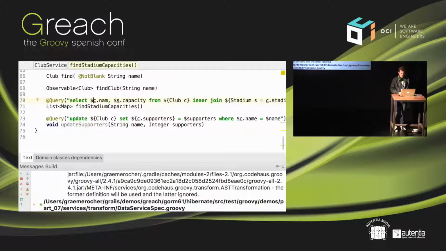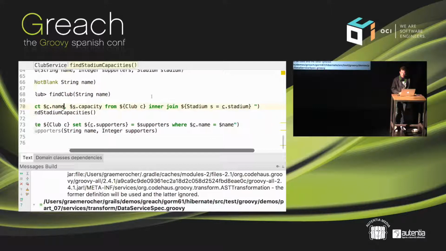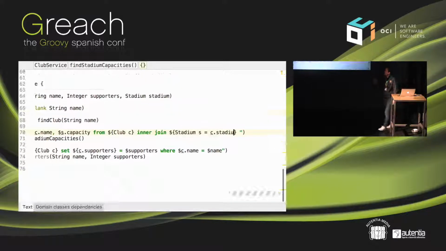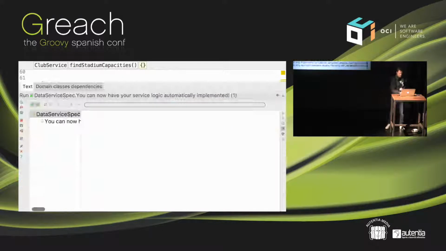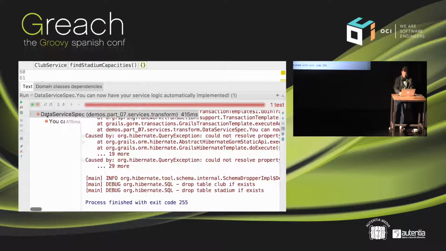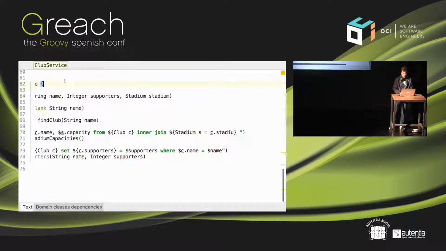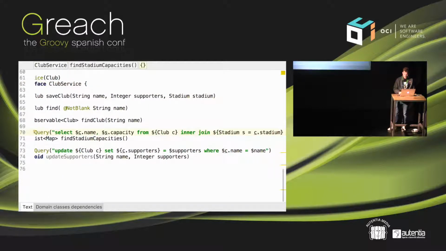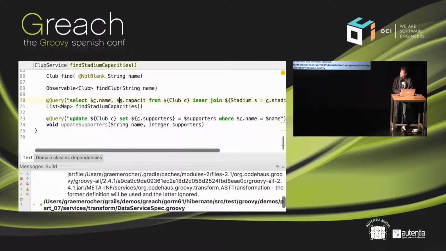And the same thing applies. If you can see, I'm doing an inner join on the stadium. If I were to misspell stadium when doing the join, I get a compilation error again. And if I were to misspell capacity on the stadium, I get the same. I get a compilation error on stadium because stadium doesn't have a capacity.